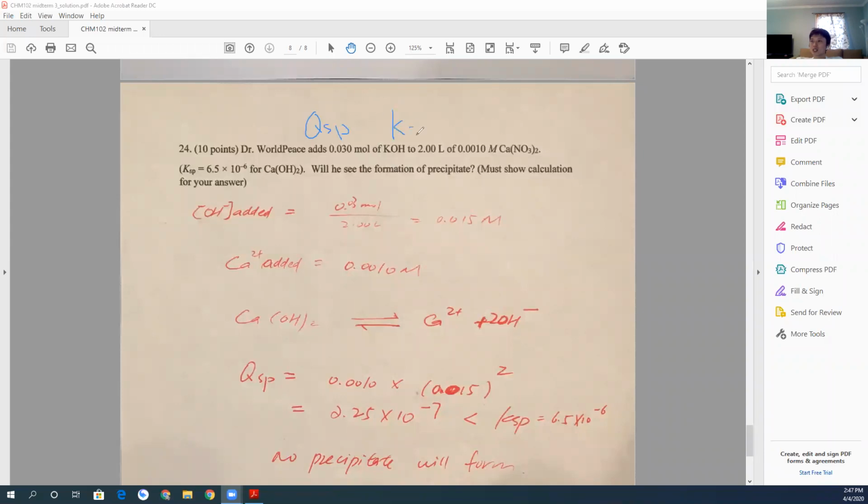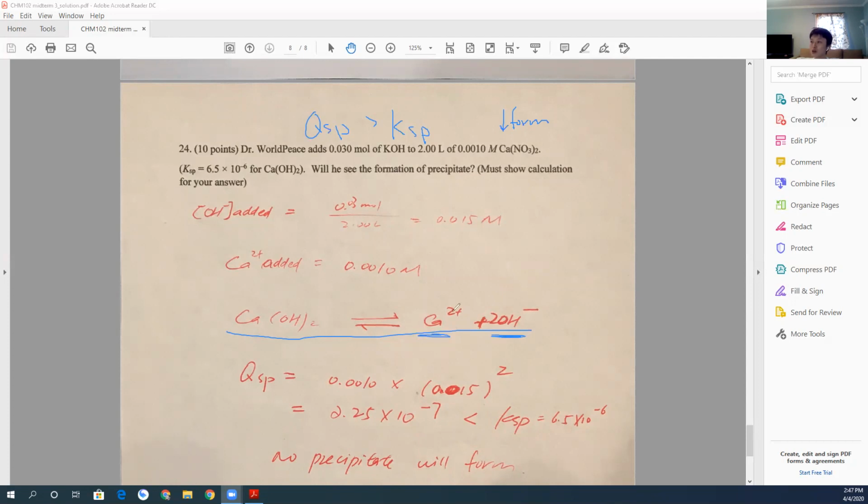If the Qsp is greater than Ksp, the precipitate will form. But if the Qsp is less than Ksp, it won't form. So here we want to first look at the solubility equation. It gives you 1 calcium, 2 hydroxide. We want the molar concentration of each of the products, the molarity, not the number of moles.